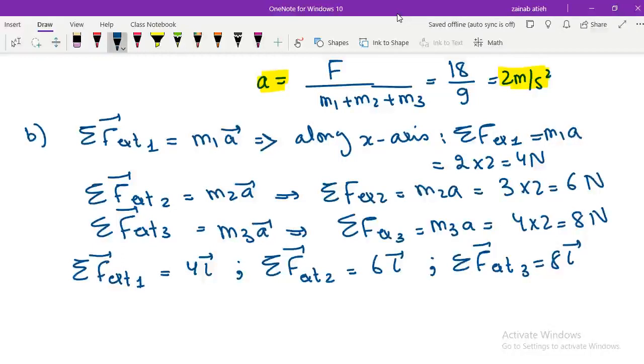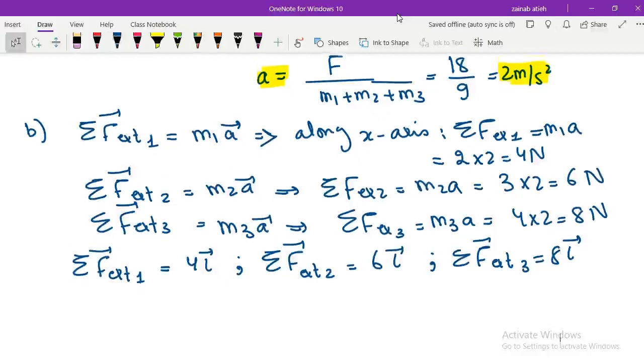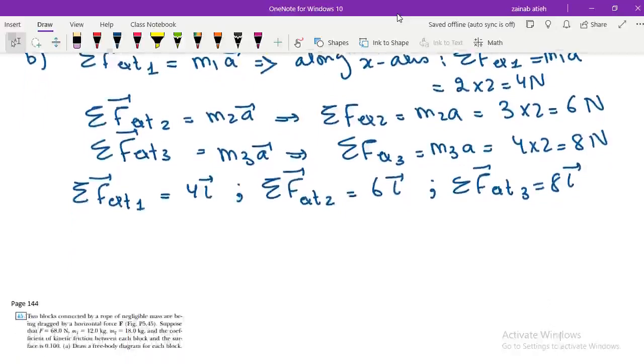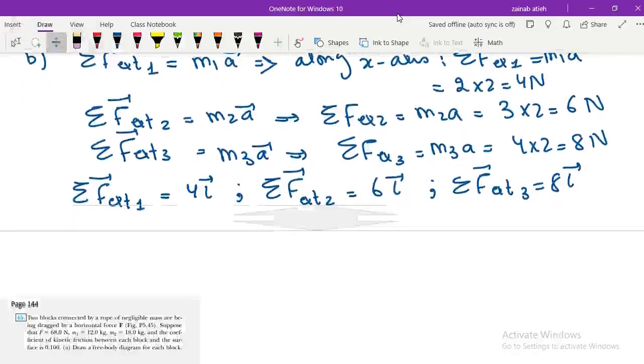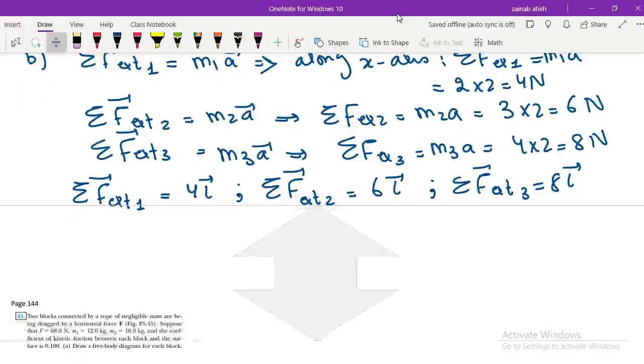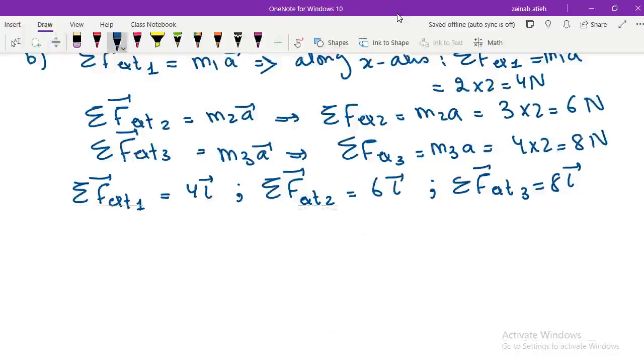In part C, it says the magnitudes of the contact forces between the blocks, the forces of contact between each block and the other. So to find the force that I considered internal for the system, I have to take each block alone in order to find this force. What am I going to do? I'm going to take first block M1 alone.